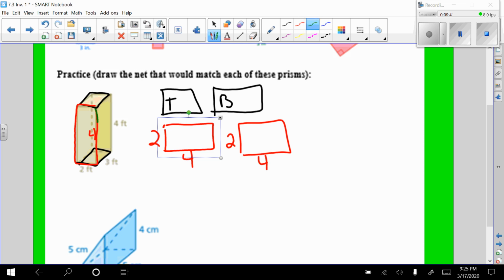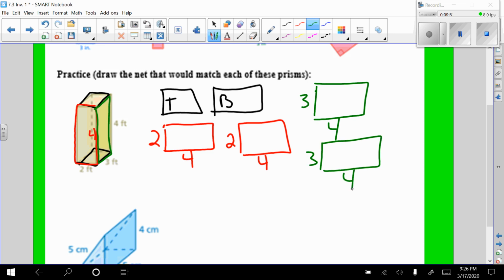And then you have to have a left and a right. Here's the left and the right one. You have to have 2 of them. So that is 3 by 4. So you're going to have 2 that are 3 by 4. All right. So now we have the top and the bottom, we have the front and the back, and we have the left and the right. What is the area of each piece?